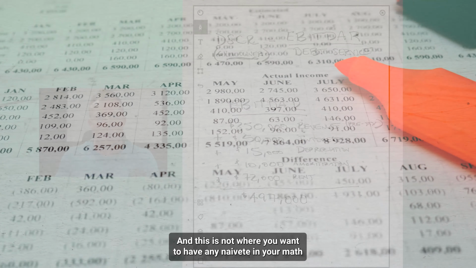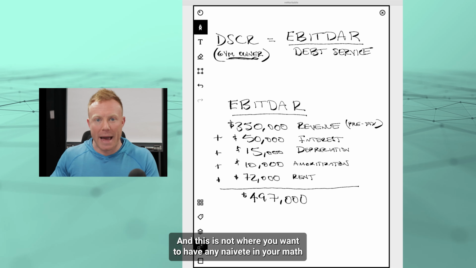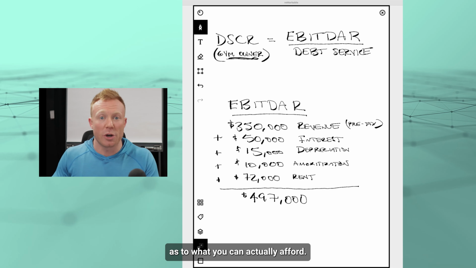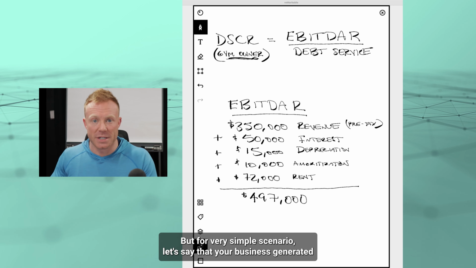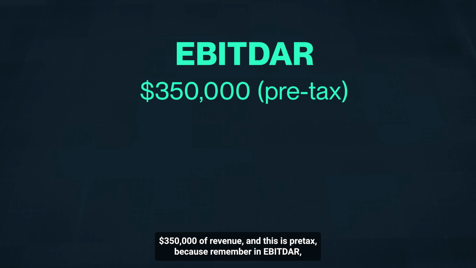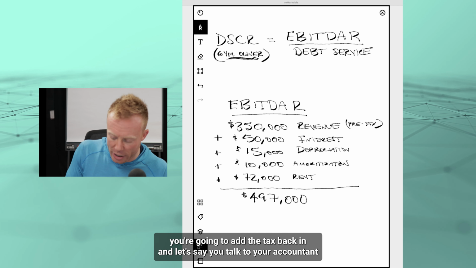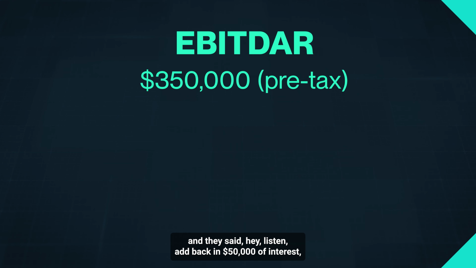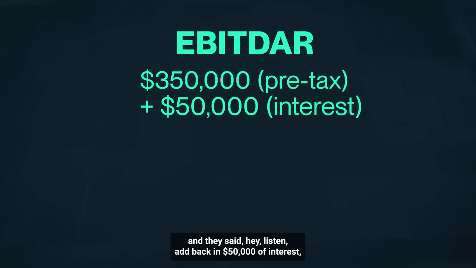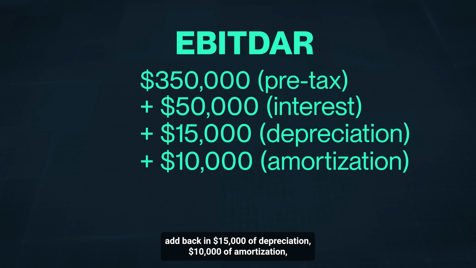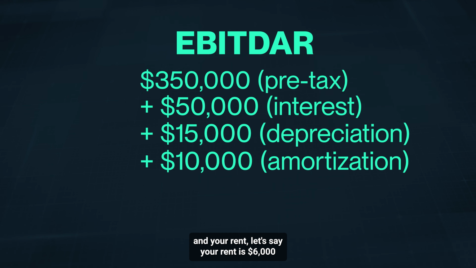And this is not where you want to have any naivete in your math that's going to mess up your calculation, so you have a misunderstanding as to what you can actually afford. But for a very simple scenario, let's say that your business generated $350,000 of revenue, and this is pre-tax, because remember, in EBITDA, you're going to add the tax back in. And let's say you talk to your accountant and they said, hey, listen, add back in $50,000 of interest, add back in $15,000 of depreciation, $10,000 of amortization, and your rent.